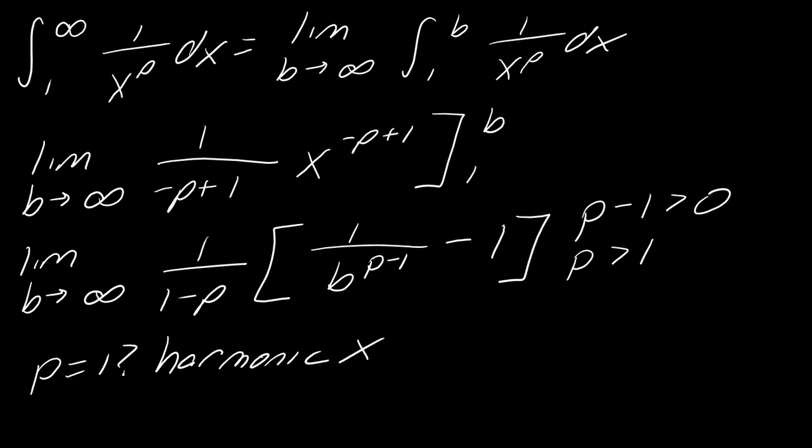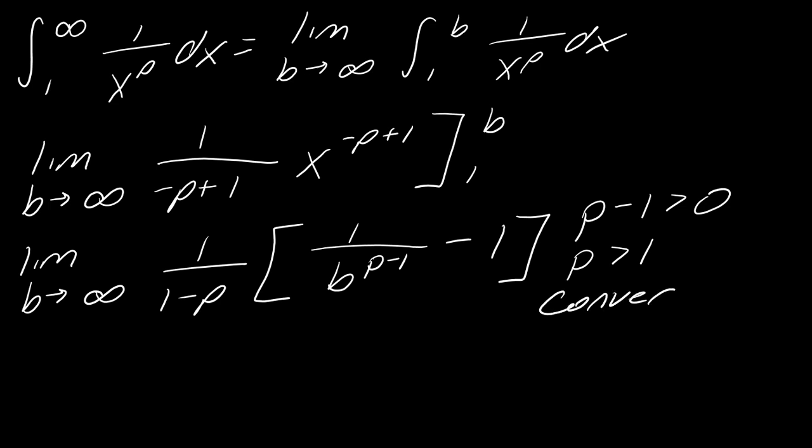And if p is anything less than 1, then this is going to end up becoming a negative exponent, right? So these are all going to diverge. So what that means is when p is greater than 1, this series converges. And if p is less than or equal to 1, this diverges.